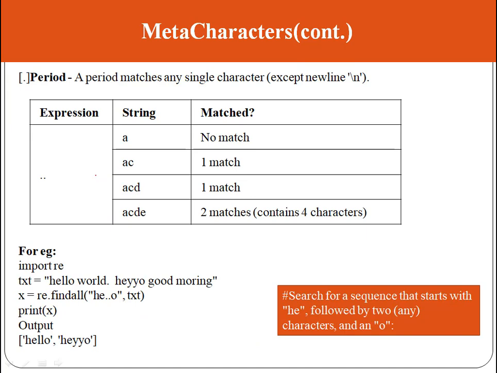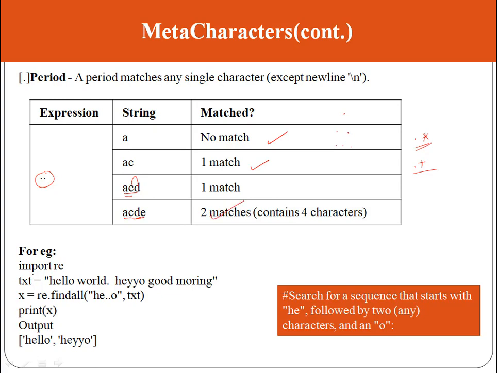Then is the period. We have already seen that one period matches one character, two periods two characters, three periods three characters, and so on. And period asterisk means zero or more occurrences, while period plus means one or more occurrences. So if you are writing A, it is no match, one match, because it is a combination of two. A combination of three can also be there. So these are two matches.